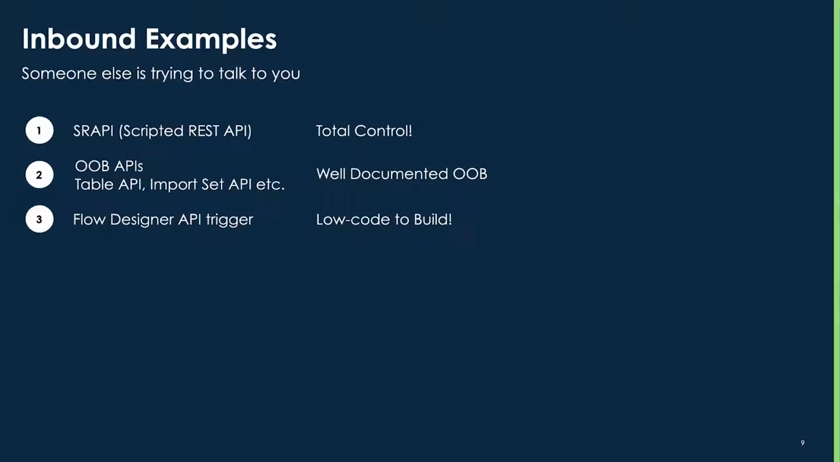Finally, there's the Flow Designer API trigger. And this one is super low code. You don't have to know any code whatsoever to use it. It does have the caveat that it's asynchronous, so you can't return any data. It makes it not so useful if somebody says, hey, give me the details of this record, but it is potentially really useful for somebody wanting to insert a new record if you want to do that.